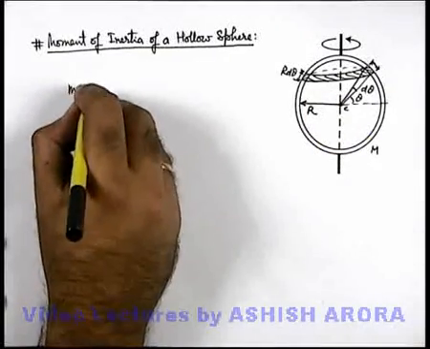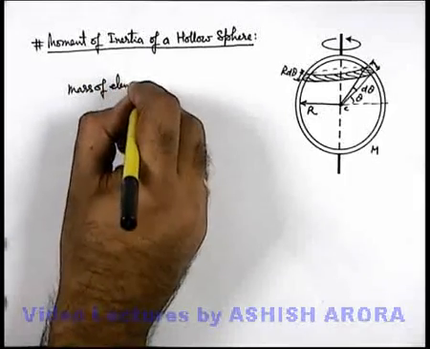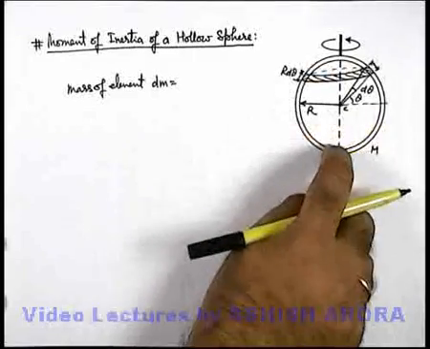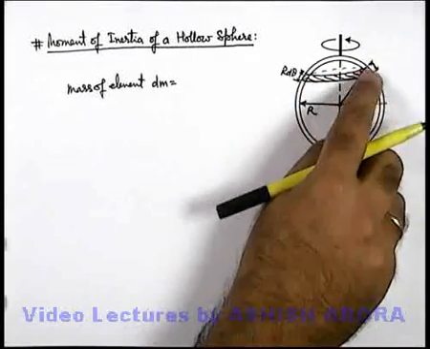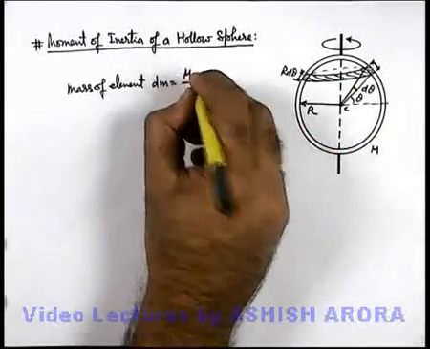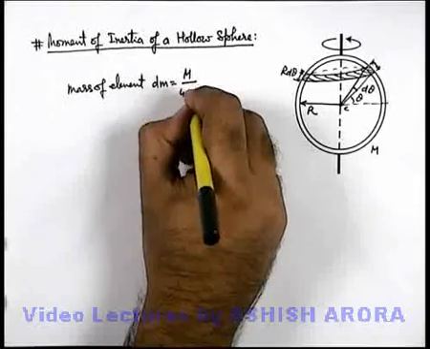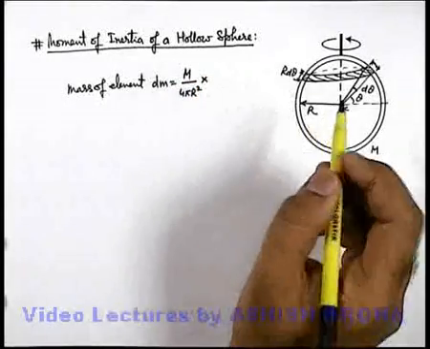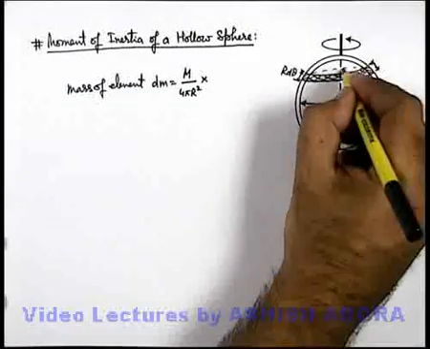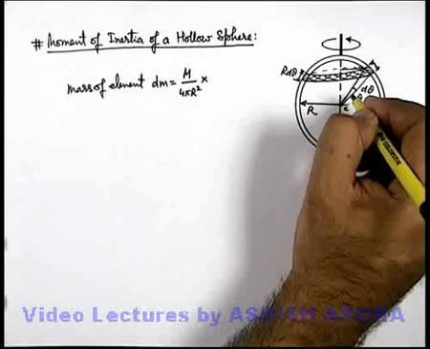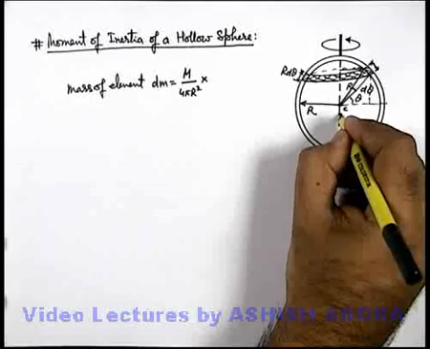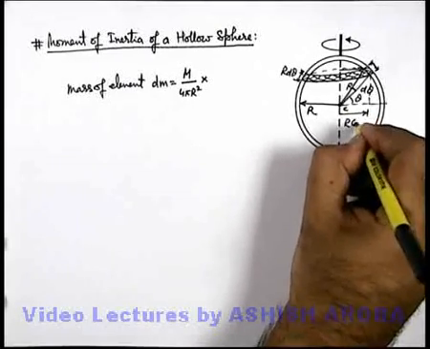So we can calculate the mass of the element as dm equals mass per unit area of the sphere multiplied by the area occupied by this strip element. So total mass is m divided by the total area of the sphere, which is 4 pi r square. We'll multiply with the area occupied by this ring. Now the radius of this ring can be taken as r cos theta, because the radius of the sphere is r and the radius of this ring we can directly write as r cos theta.